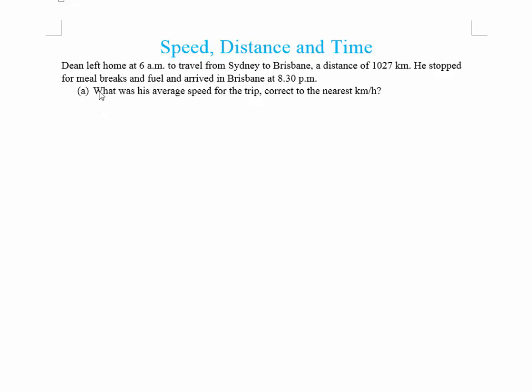Well, this is a speed, distance, time question. So when we're doing this sort of question, we need to remember that formula, that speed equals distance over time. So once we know this formula, we can then substitute some values that we know. In this case, we are asked to find speed, so I'm going to say speed is question mark. Distance, I know, that's how far I've travelled, which is 1,027 kilometres.